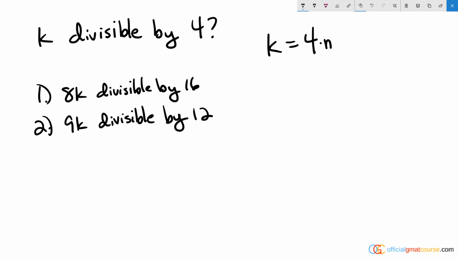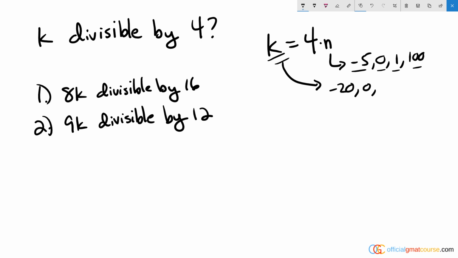So this means that n could be anything. n could be -5, 0, 1, 100. As long as it's a whole number and we multiply 4 by that number, k will be divisible by 4. Numbers that are divisible by 4 include, based on these examples, -20, 0, 4, 100 and 400. So these are all numbers that are divisible by 4.